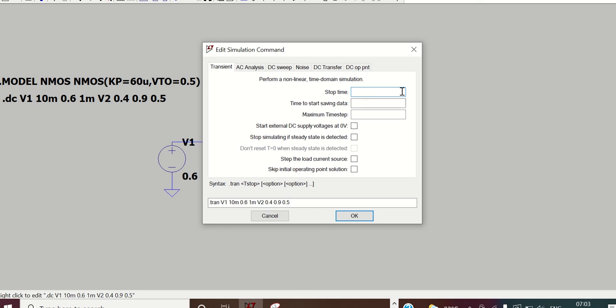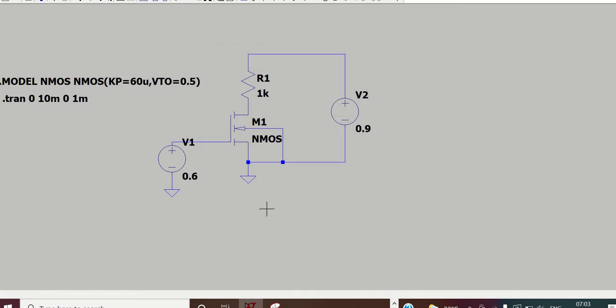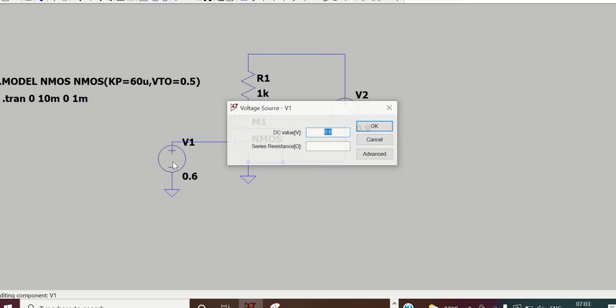Stop time is say 10 millisecond. Time to start saving is 0, from the 0 point. Maximum step is 1 milli. Press OK. Now instead of giving a DC source, I will try to give an AC source.